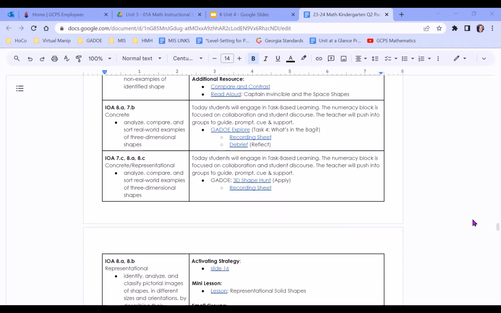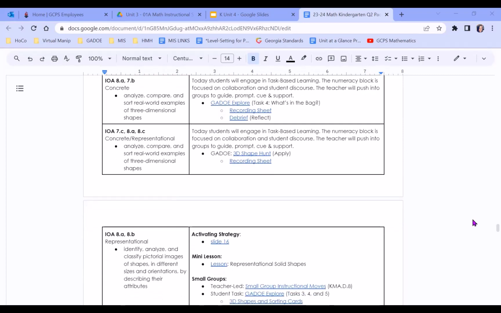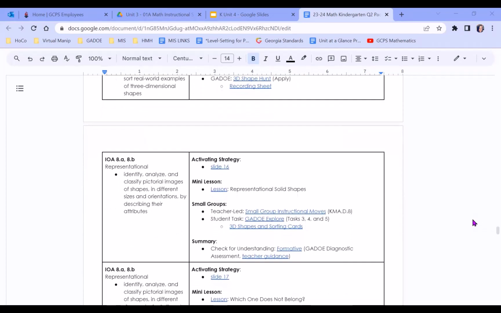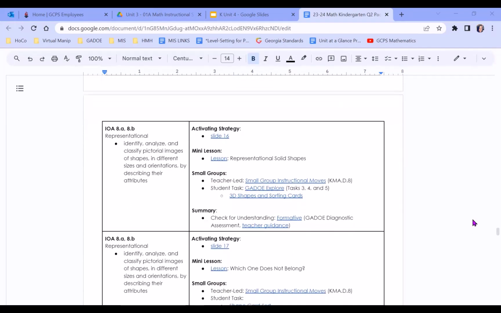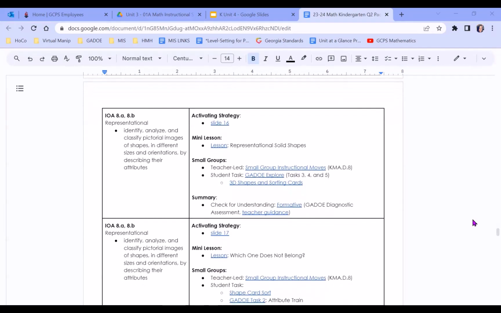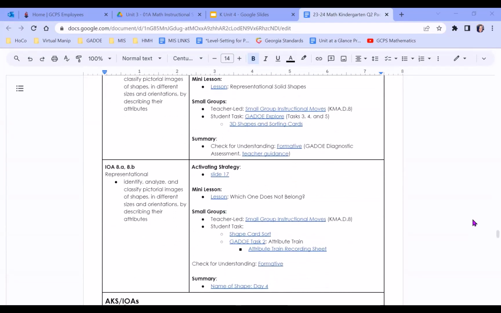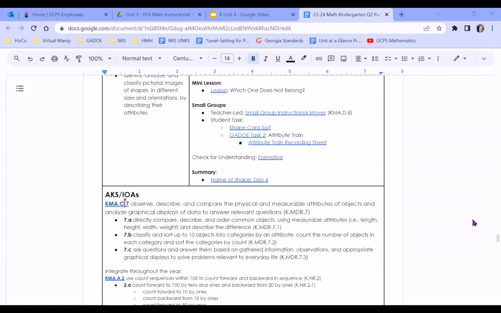After our concrete work with shapes, we have one suggested day of embedding IOA 7.C at the concrete representational level with a task-based lesson. Then we will transition to the representational level with a suggested pacing of 2 days, in which we continue to identify, classify, and sort real-world pictorial representations of 3D shapes in different sizes and orientations.